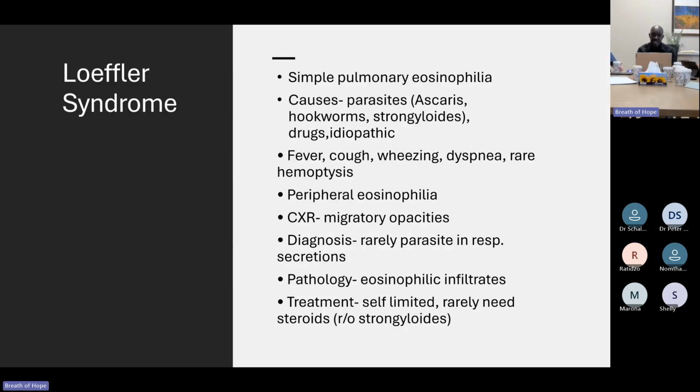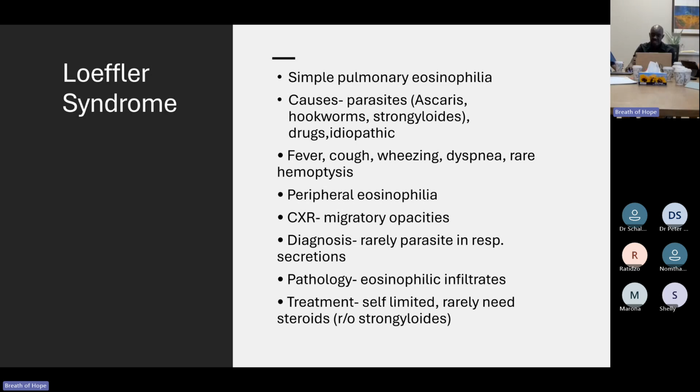Then let's look at the second issue, Löffler syndrome, which is a simple pulmonary eosinophilia normally caused by parasites such as Ascaris worms. They tend to present with fever, cough, wheezing, dyspnea, and rarely hemoptysis. Of course, they have peripheral eosinophilia, and on chest X-ray they tend to have migratory opacities. For diagnosis, parasites are rarely found in respiratory secretions; you are unlikely to find them. Pathologically they tend to have eosinophilic infiltrates, and treatment tends to be quite self-limited.